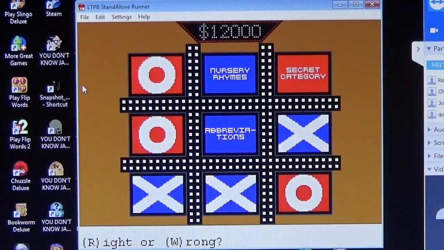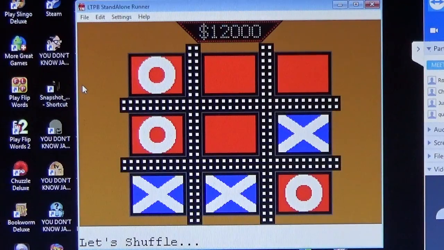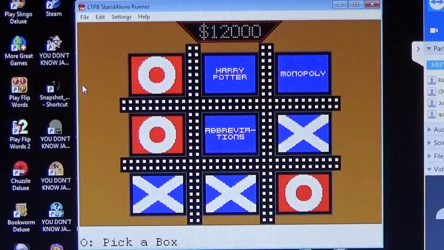Option A, digital transmission protocol? Yes. That's wrong. It is desktop publishing. That's the wrong answer. We have $12,000 in the pot and we shuffle. I don't think we're going to have enough time to do one more game. We'll see.